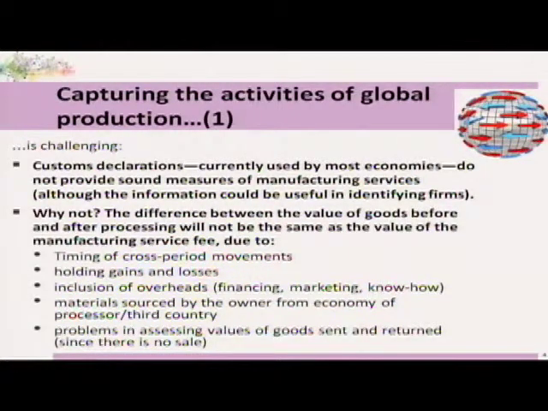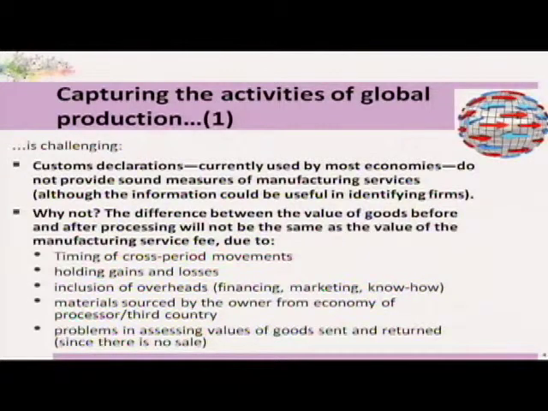But one good thing about the customs declarations is that in many cases they could provide some useful information in identifying the firms that undertake the processing. So even though we cannot use the data directly from the customs declarations or from the merchandise trade statistics, there is some useful information in there that we can use in order to reconcile to the change of ownership principle.